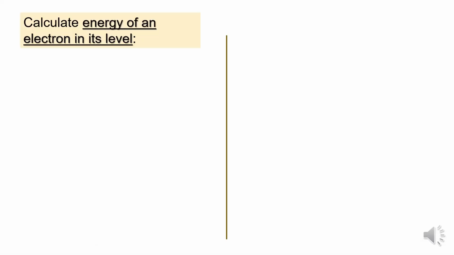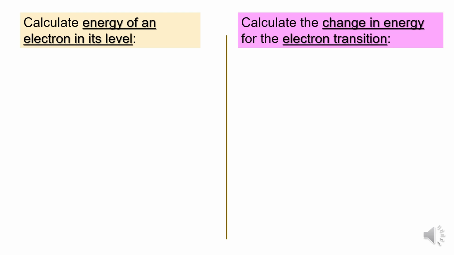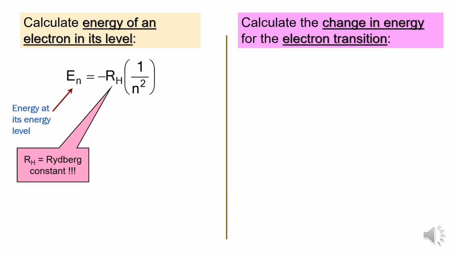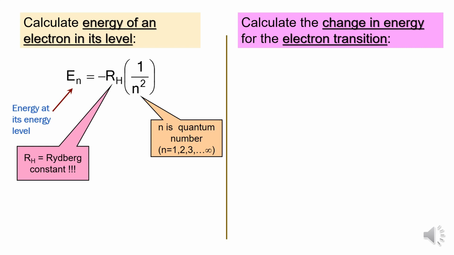There are two types of calculation to be noted. One, to calculate the energy of an electron in its level, and another is to calculate the change in energy for the electron transition. To calculate the energy of an electron in its level, we use the formula En equals negative RH times 1 over n squared, where En is the energy at its energy level, RH is the Rydberg constant, and n is the quantum number.